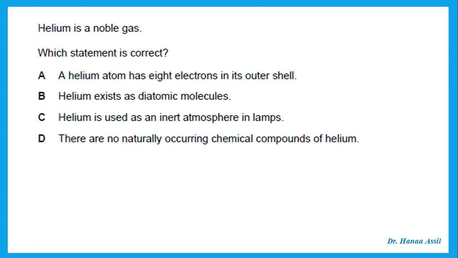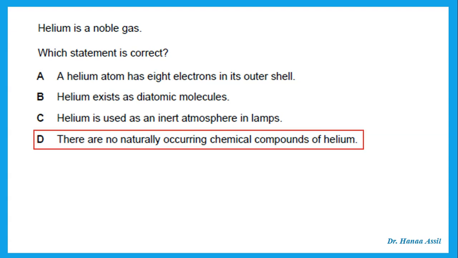Helium is a noble gas. Which statement is correct? Remember, if the choices say helium has 8 electrons in its outer shell, no. Helium exists as diatomic, no. We said noble gases are monatomic. Helium is used as inert atmosphere in lamps, no. We don't use helium, we use argon. There are no naturally occurring chemical compounds of helium. Yes, because helium is inert, unreactive, so it will not react and form any compounds.